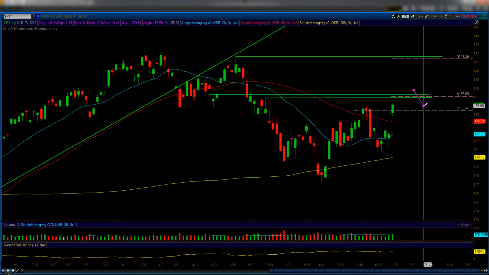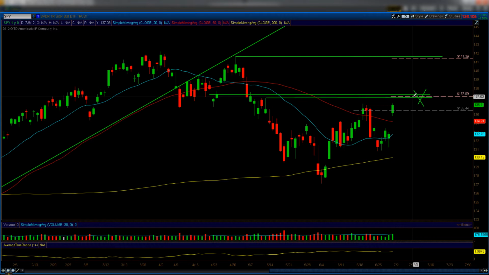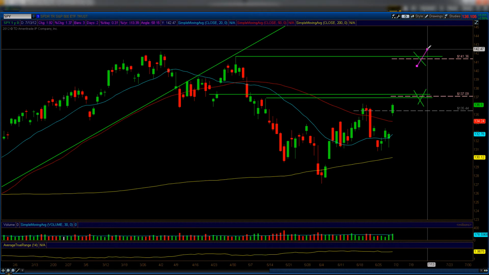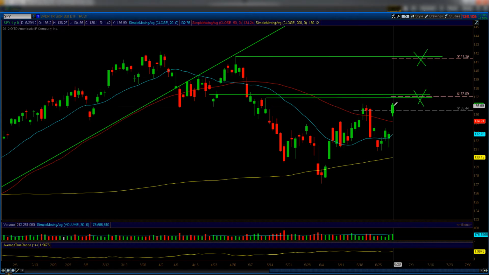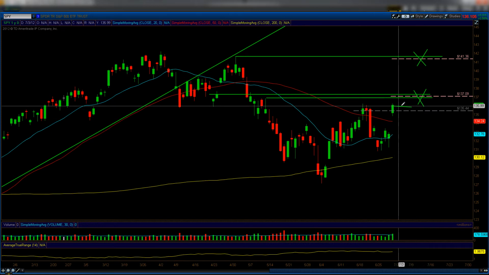I do have this 137.09 level here, which is a percentage calculation as a resistance point, and ultimately this 141.36 level. Now, if we do pull back, say through Friday, remember, next week is going to be low volume because it's a holiday week for the 4th of July, so a lot of people are taking off and going on trips. So a lot of traders will be out of the market.